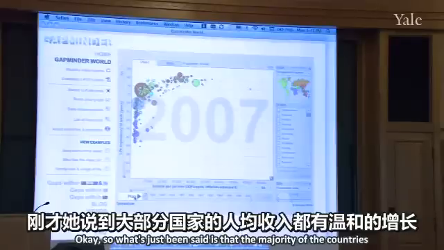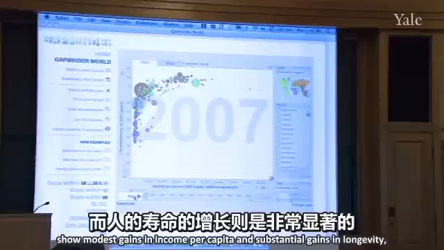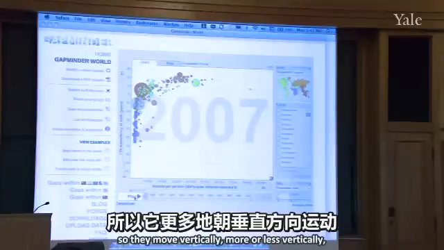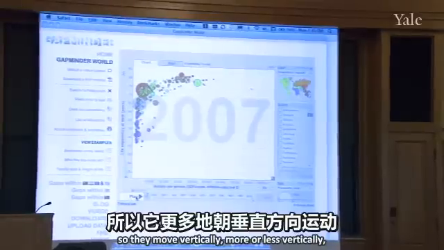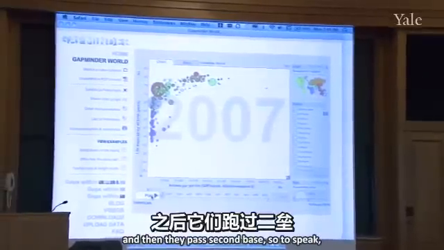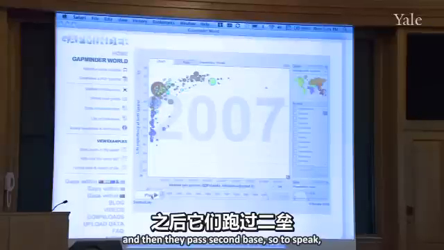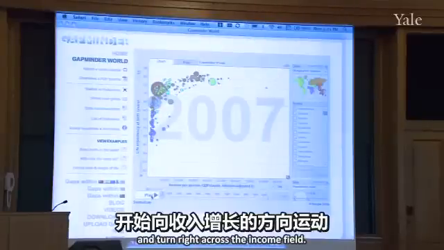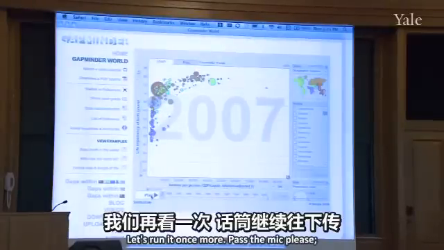Okay, so what's just been said is that the majority of the countries show modest gains in income per capita and substantial gains in longevity. So they move vertically, more or less vertically, and then they pass second base, so to speak, and turn right across the income field. Let's run it once more.